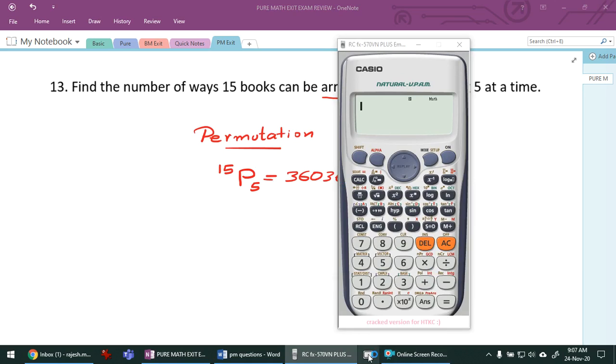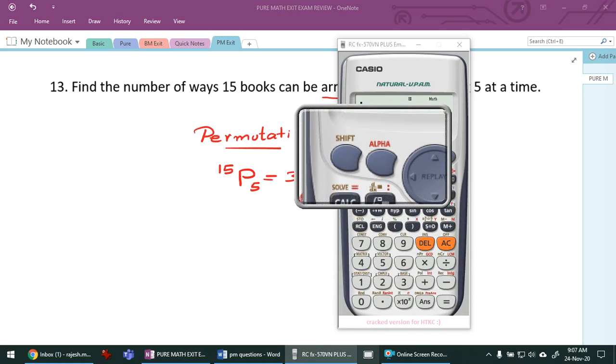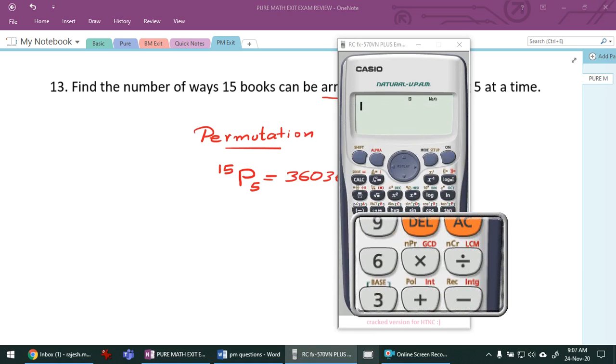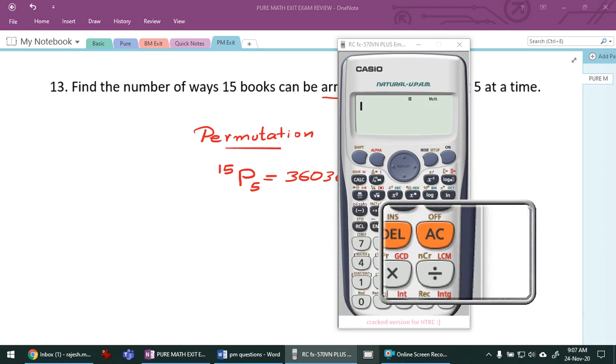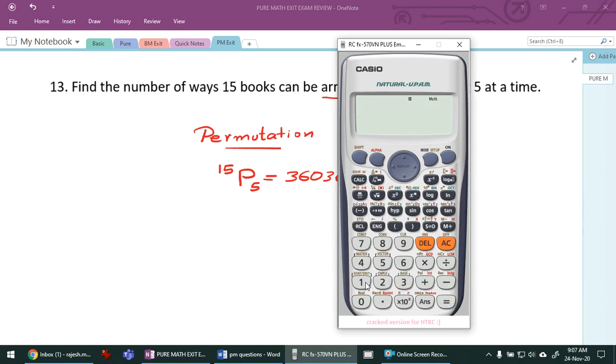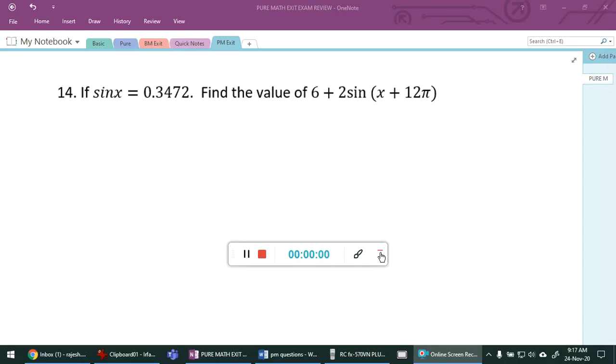Now where will you see this symbol? Look here. You have to press shift, then on the top of the into key you can see nPr. So n is 15 here and r is 5. So what we have to do is 15, then shift into, you can see nPr here, then 5 and then equal to. Okay.